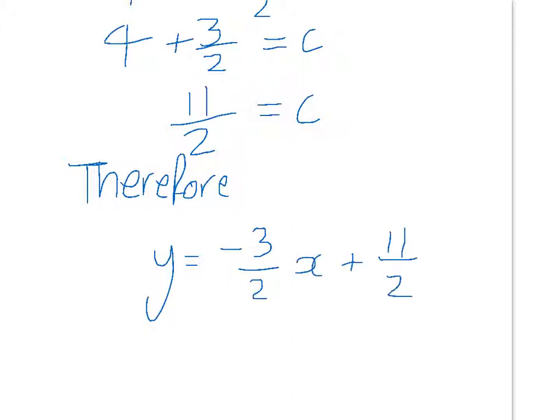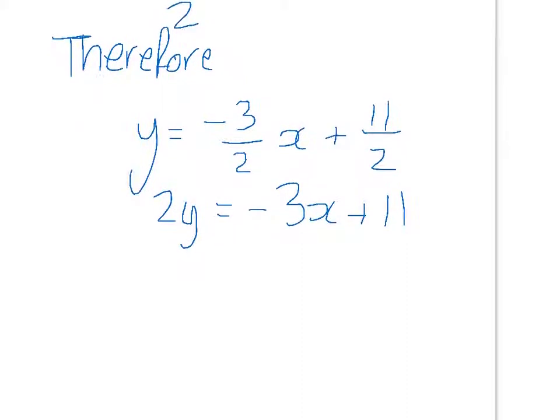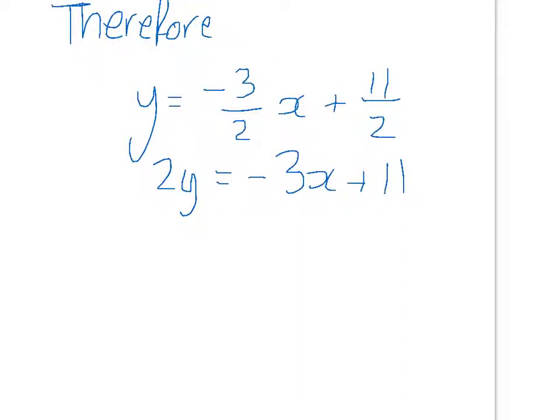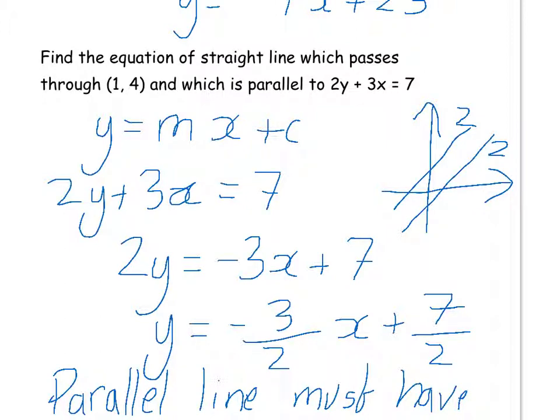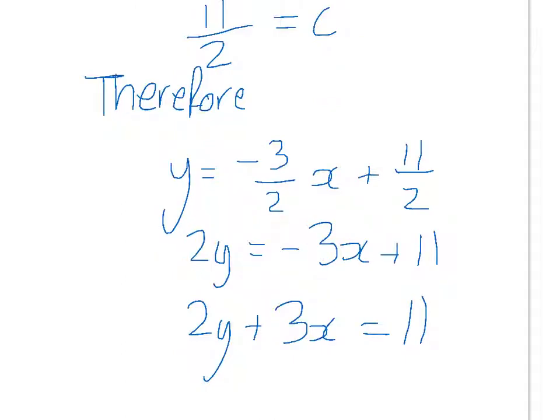Now, as there is a 2 on both denominators here, I suggest that you multiply through by 2 to get rid of the fractions. It will look a little bit neater. So 2y equals minus 3x plus 11. Then, just to make it correct, add the 3x to both sides. So 2y plus 3x equals 11. And that's the equation of the straight line. And that is also the form that the question was given in. If you look, our question was given in the form 2y plus 3x equals 7, and our answer we've just found is also in that same form.